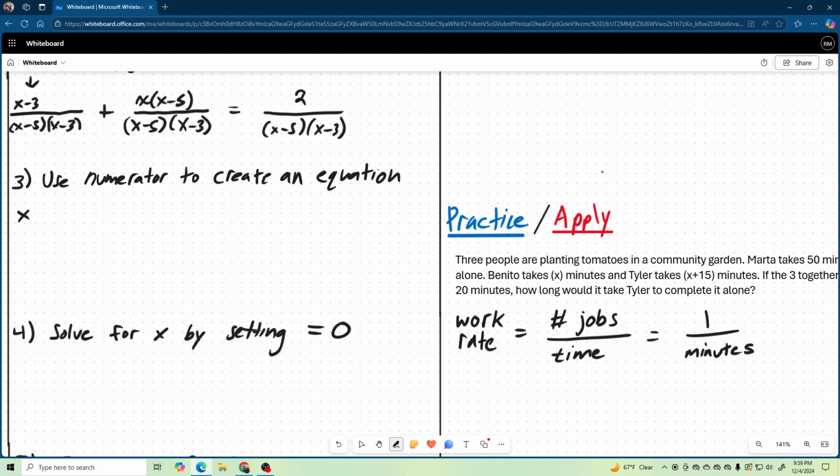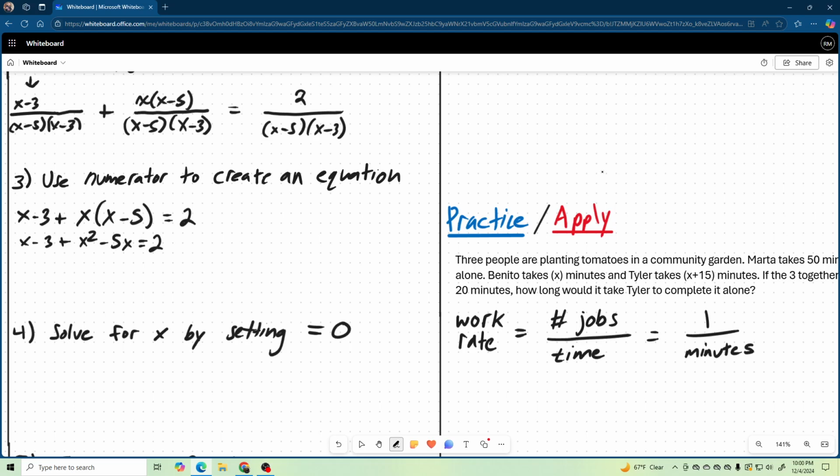So we have x minus 3 plus x times the quantity x minus 5, and that's going to equal 2. So let's go ahead and use the distributive property. We have x minus 3 plus x squared minus 5x equals 2. Now we're going to combine some like terms here.